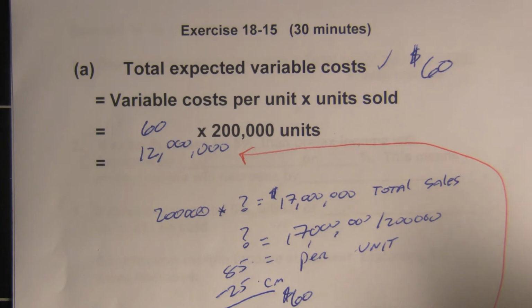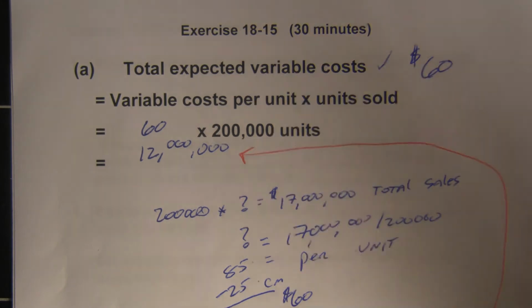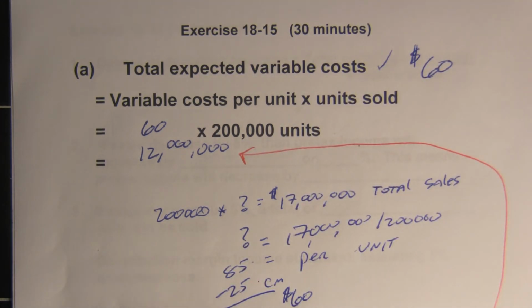We don't know what our fixed costs are altogether, except that we know that altogether we have $5 million. But they do tell us that after all of this is said and done, our net income, and they give us this number, is $1,250,000.